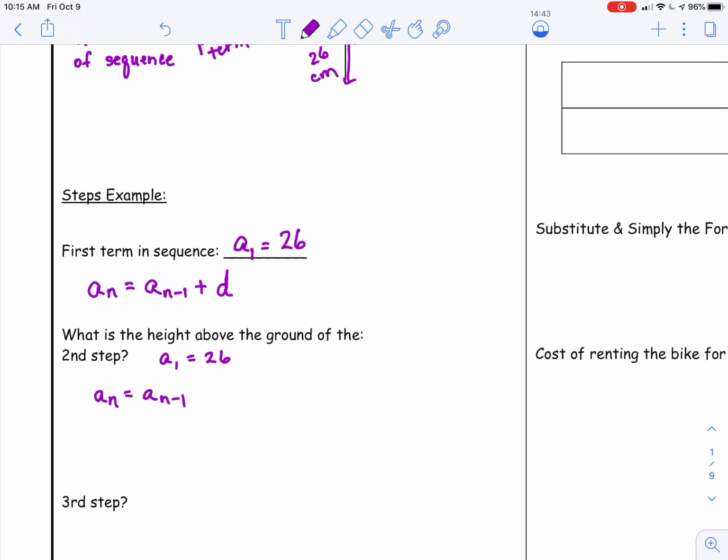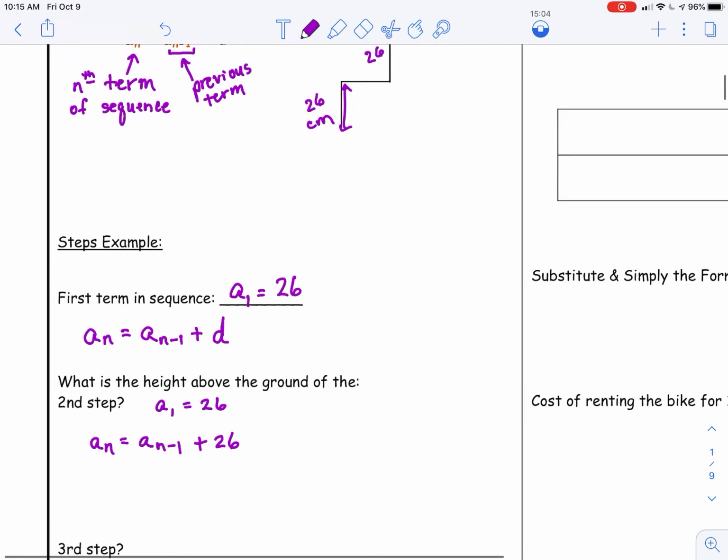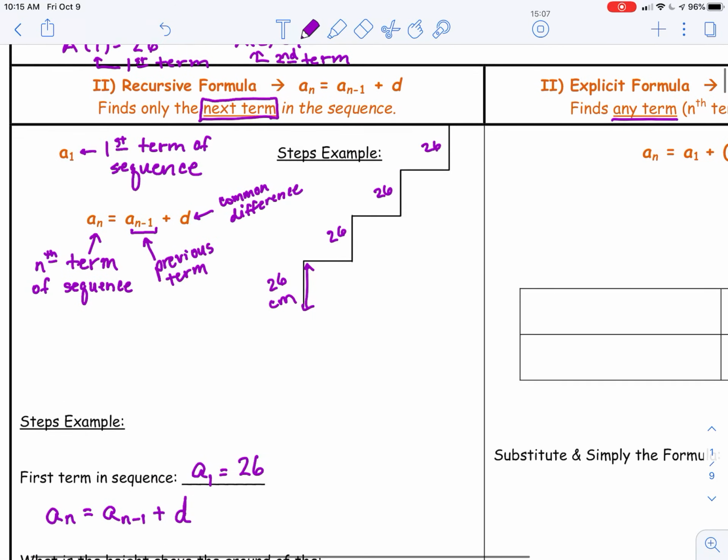Okay, we're going to fill in what we know here. I know that a sub 1 is 26. I know this, okay? But I want us to work through this for just a moment. I also know that the common difference, which we said is d, is also 26. Now, that has nothing to do with my first term, because my first term is not always going to be the same as my common difference. In this case, it is because each stair step is 26 centimeters. So my first term is 26.